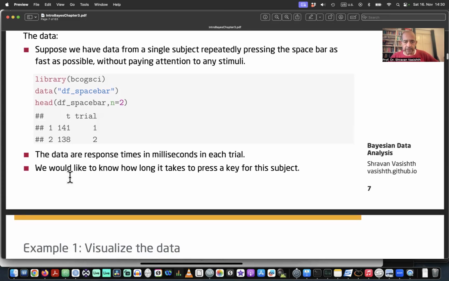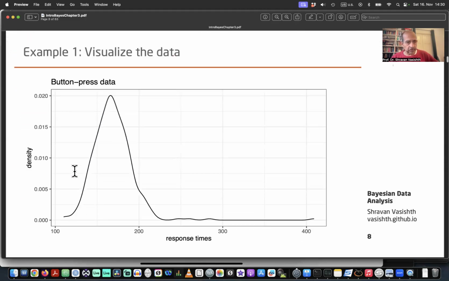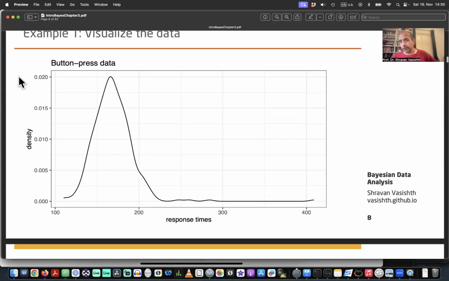And so the response times are what we're going to now model. That's our dependent measure. And so we're going to try to study the properties of this distribution here. First of all, if you plot the distribution of button pressing times, you'll see that it has a distinctive right skew here.